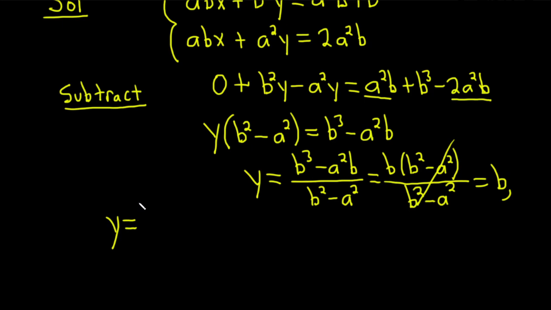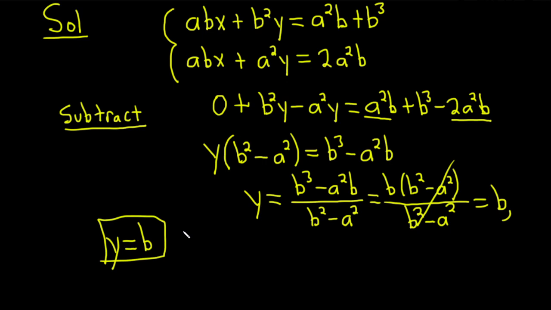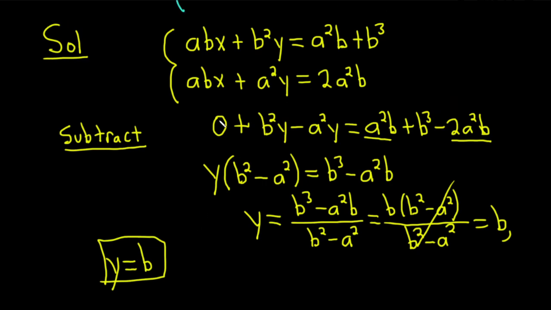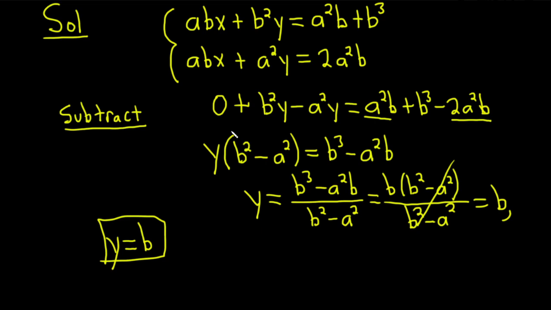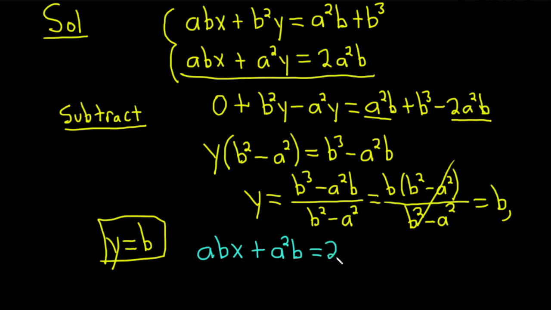You know, when you get an answer like y equals b, you feel good about yourself because you know it's probably right. And so now we just have to find x. To find x, we just have to take this and plug it into one of the equations we have. Let's use the second one. So I'm going to use a different color. We have abx, so it's going to be a, okay, bx plus a squared b, right? Because y is b. And that's equal to 2a squared b.